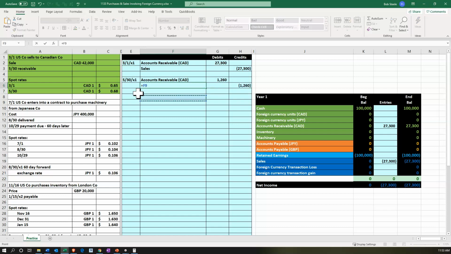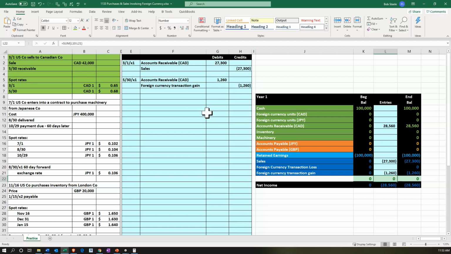That's going to be a foreign currency gain. We're going to have a foreign currency gain on that transaction. Strengthening of the Canadian dollar compared to the US. All right, so then we got the accounts receivable. I'm going to F2 plus F2. We're going to bring that up by the 1,260. And then we've got this gain down below because that happened. So that's good.